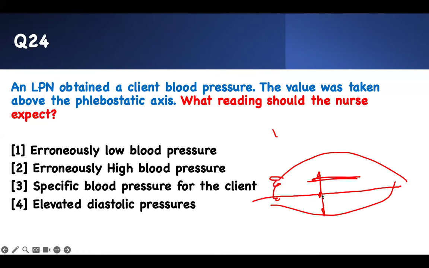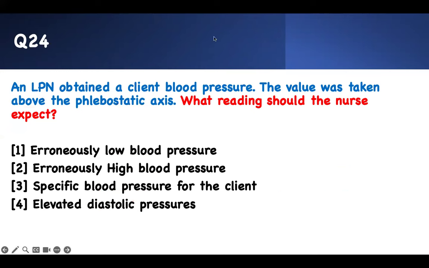If you are above it, your blood pressure reading will be low. If you are below it, your reading will be high. So what did the nurse do? It was taken above it, so I expect a low blood pressure. Elevated diastolic alone is not consistent. Therefore, that's the way you should answer the question.